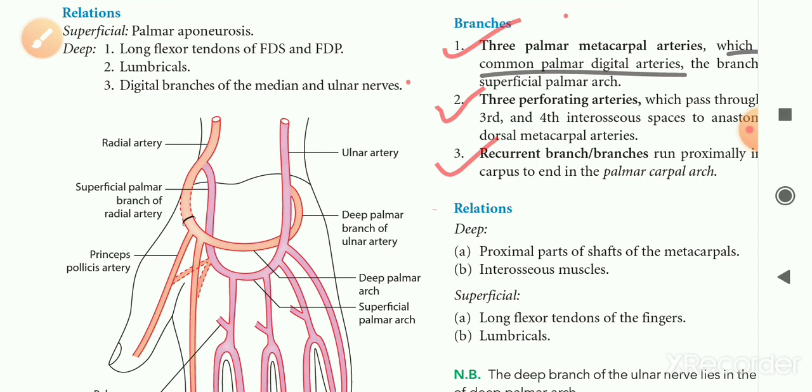And what are the blood vessels supplying it? They are the superficial and deep palmar arches, which come from the terminal branches of the radial artery and ulnar artery. So this is all about the front of the hand, or palm of the hand.